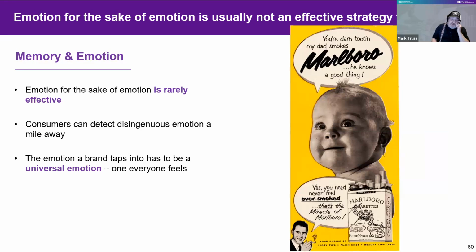Now, emotion for the sake of emotion is rarely effective. So a cute baby, a puppy dog or something, right? Consumers can detect disingenuous emotion a mile away. The emotion a brand taps into has to be, one, universally felt, something everybody feels, and it has to be relevant to the story being told in the advertising.